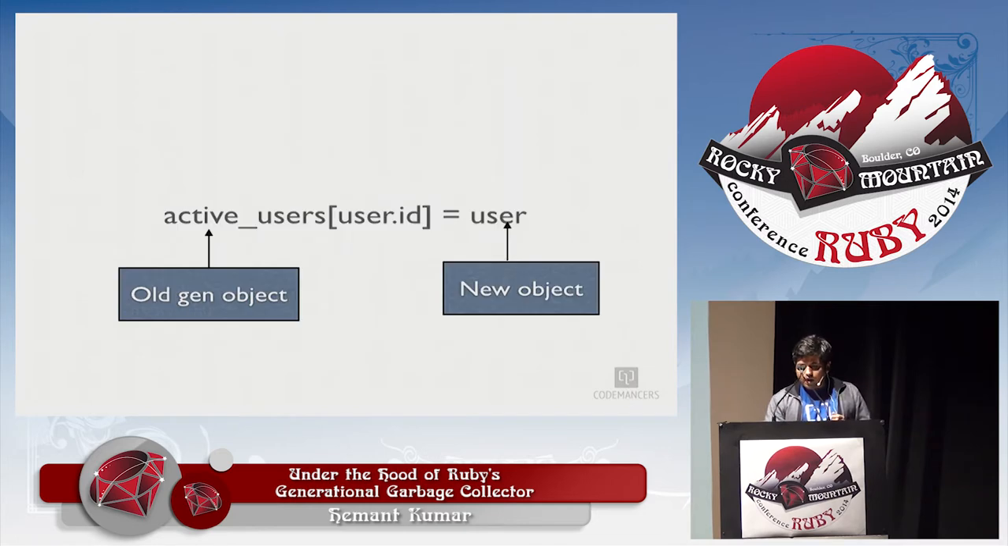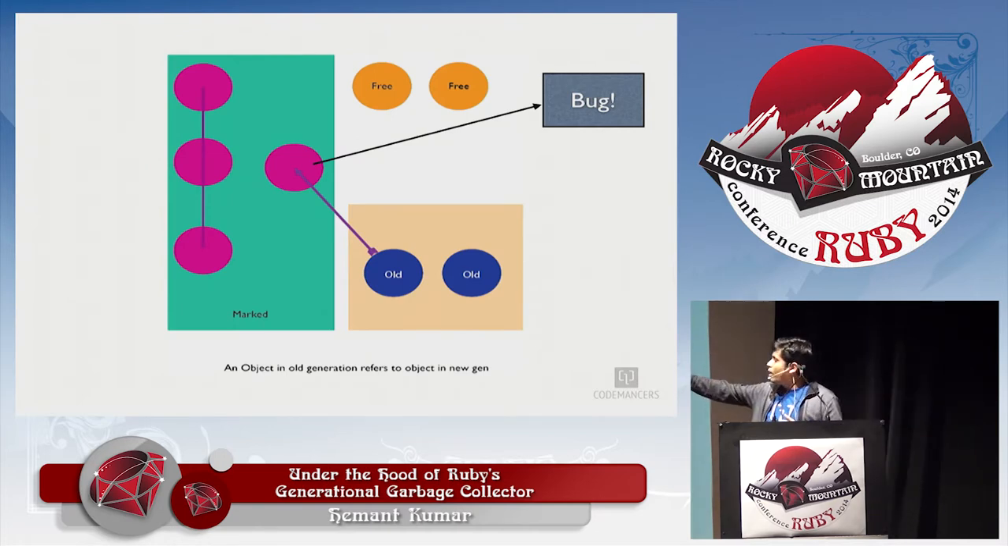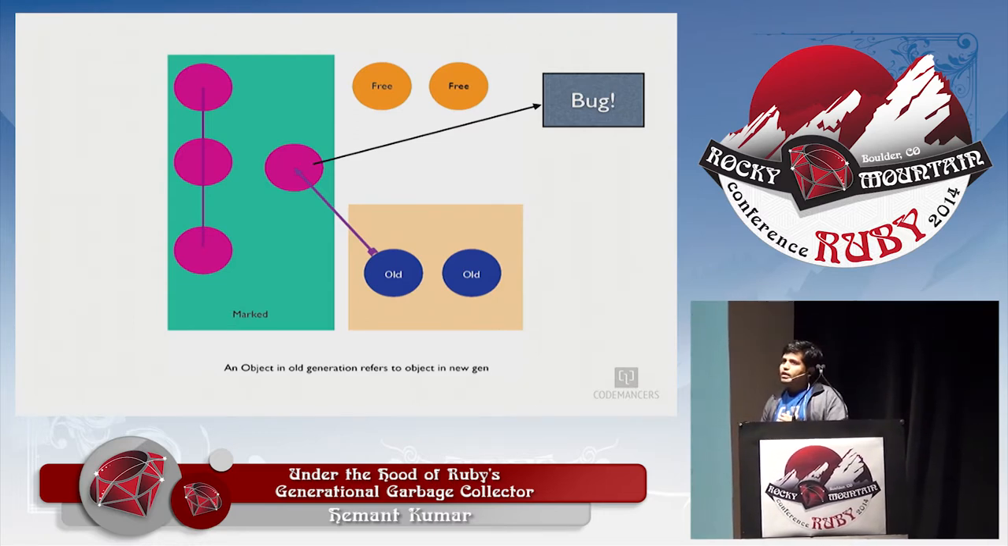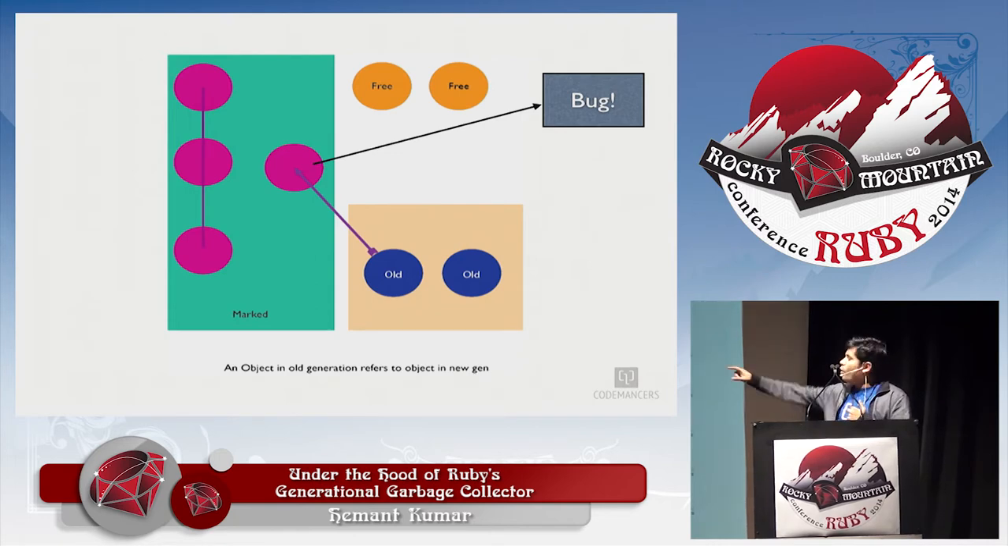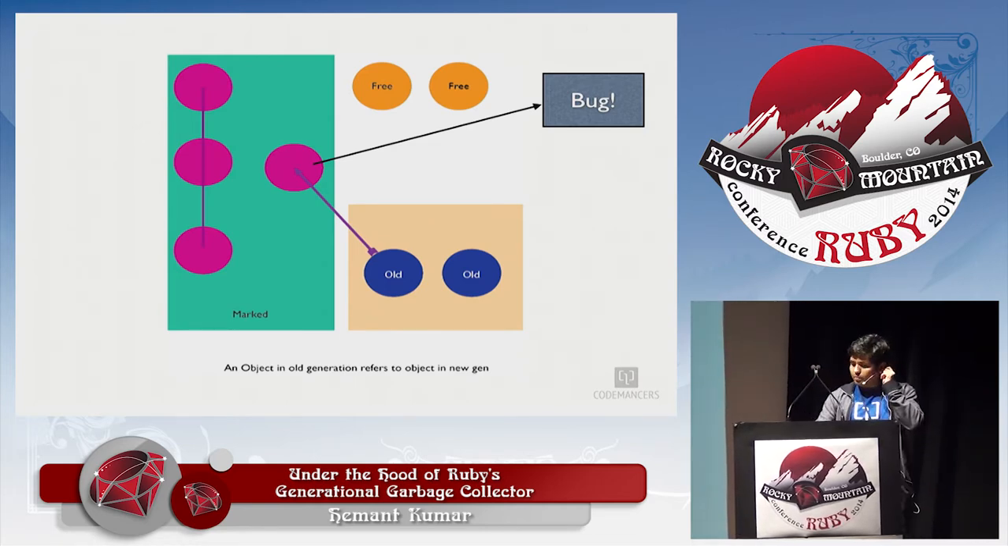That's very nice. But there's a problem. Let's say you have this hash called active users, that pretty much lives through your entire application lifecycle, and it stores a reference to this user object, which is a new guy. So you can see an object in old generation refers to an object in new generation. The problem is, on a minor GC, Ruby is not going to check old generation for references at all. So your user object might be deleted even though somebody is holding a reference to it. That would be a really bad bug.